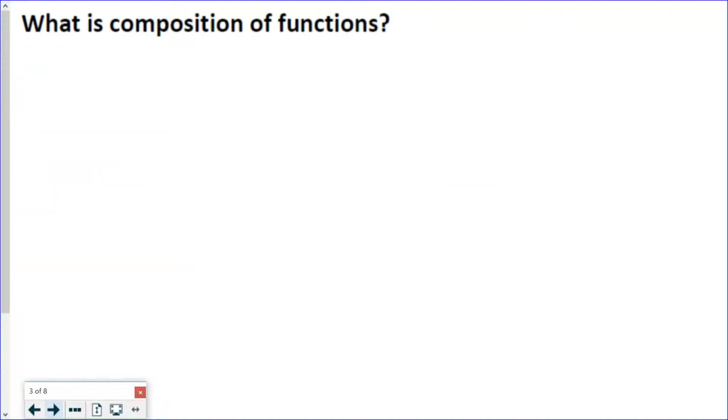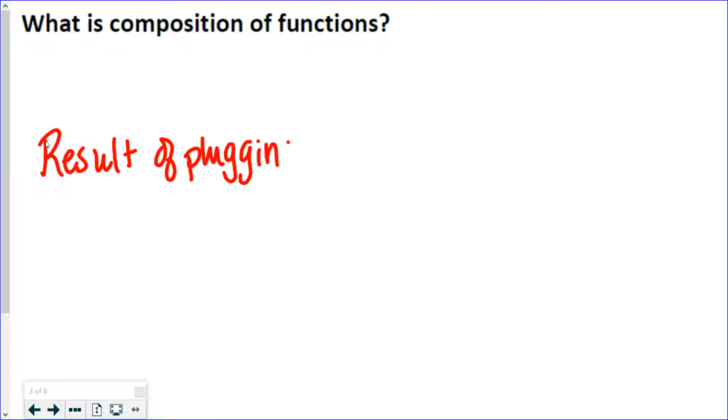Now we are going to talk about what it was to be a composition function. So going back to what we did in the warm-up, a composition of functions is when you plug one function into another function. So it's the result of plugging one function into another function.